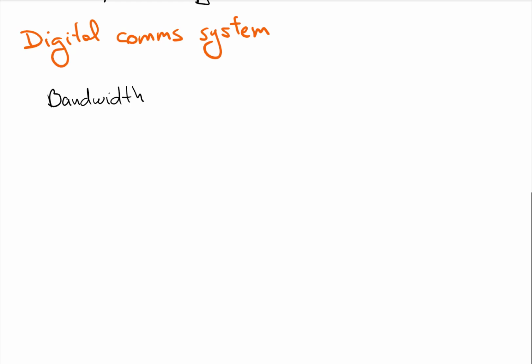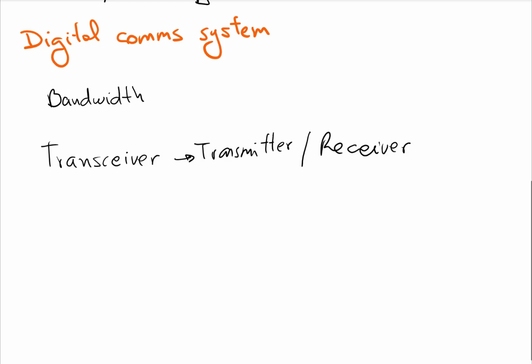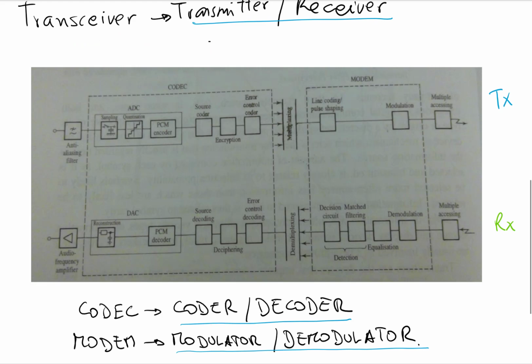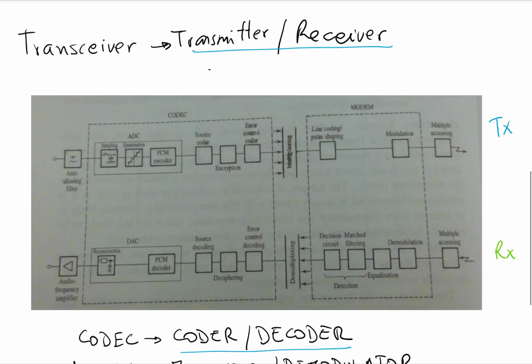The efficient use of bandwidth and transmission times ensures that as many subscribers as possible can be accommodated within the constraints of these limited and therefore valuable resources. The components of a digital communication transceiver are shown in the following graph. We have the transceiver, which is nothing more than a transmitter receiver. We can see here in this graph that at the top, this section is the transmitter, and at the bottom are the receiver components of the transceiver.